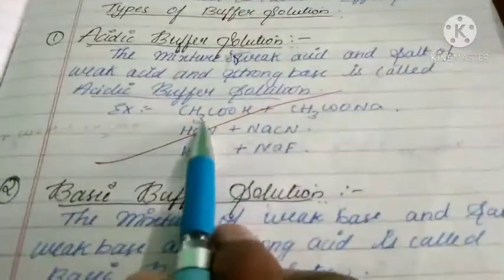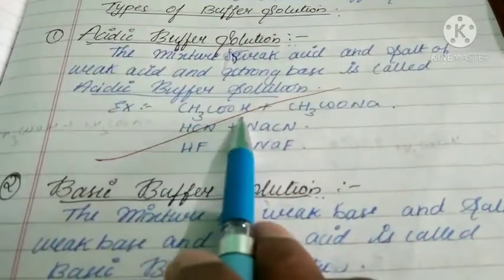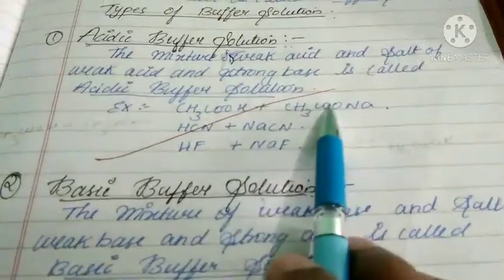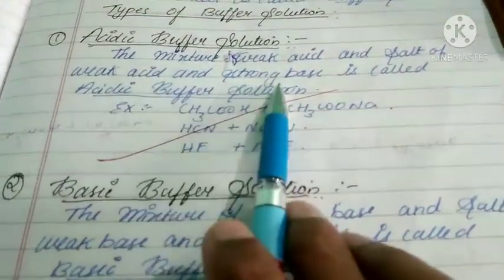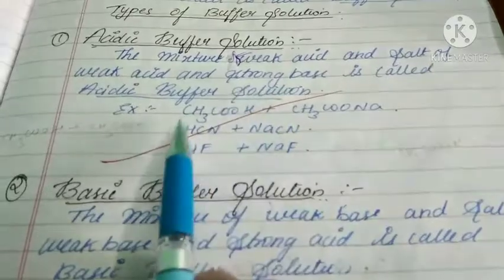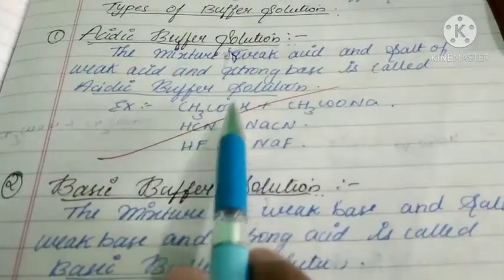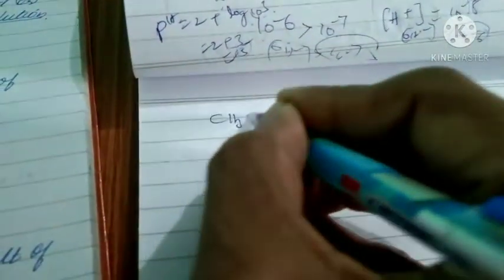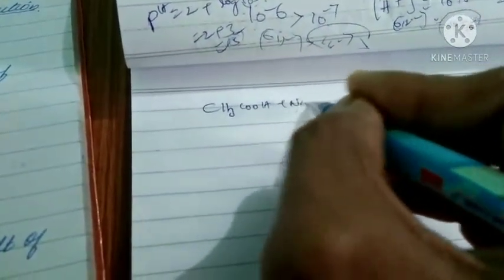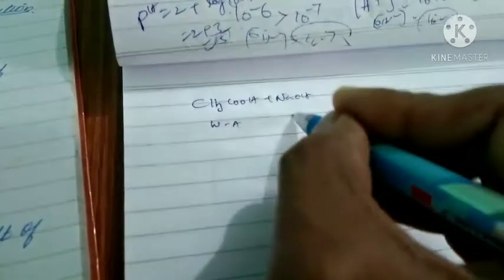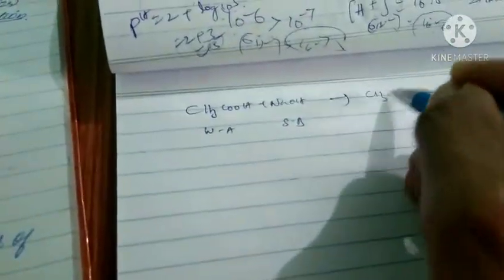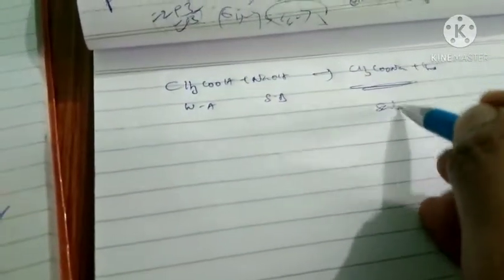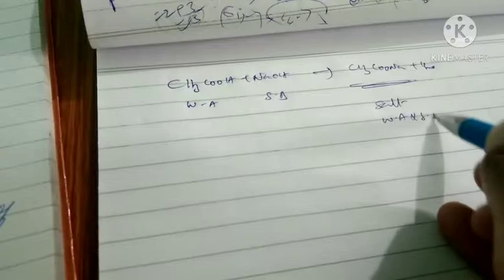Suppose take CH3COOH. We know that this is acetic acid. That is a very weak acid. And the other substance is a salt of weak acid and strong base. For example, CH3COOH plus NaOH, this is a weak acid and this is a strong base. Then we get CH3COONa plus H2O. So this is a salt. This salt contains weak acid and strong base.